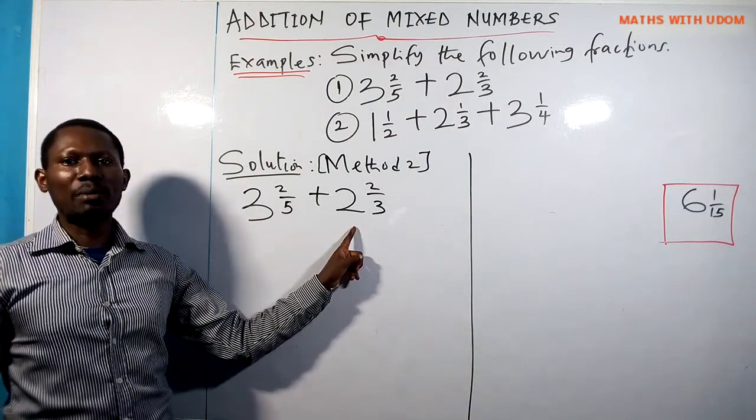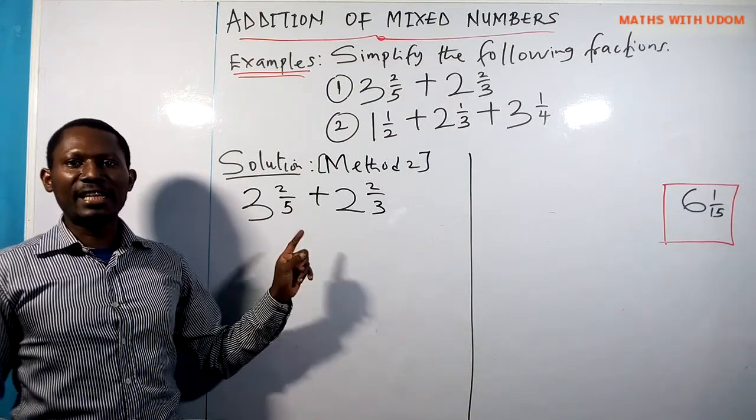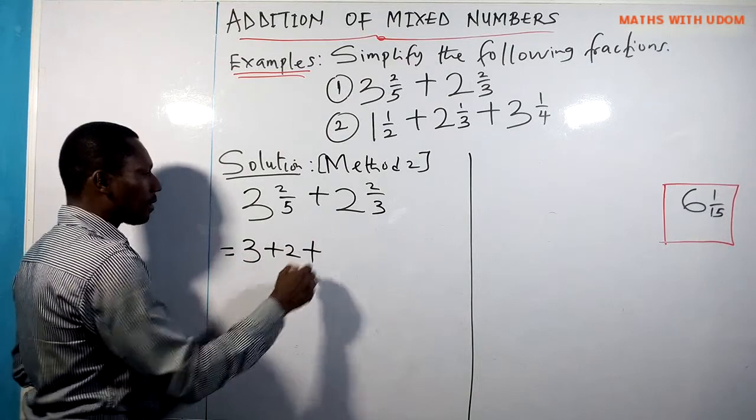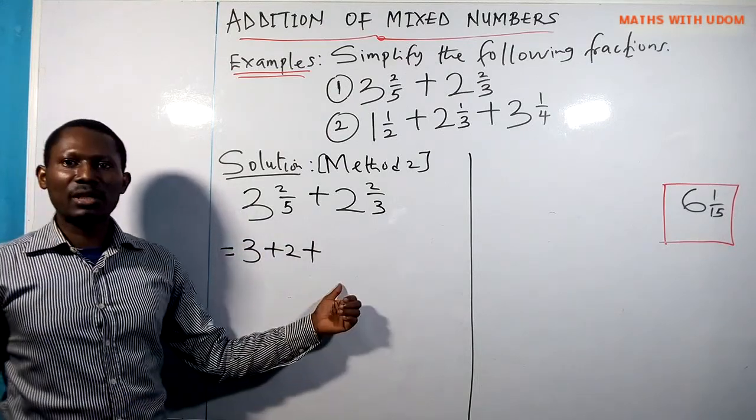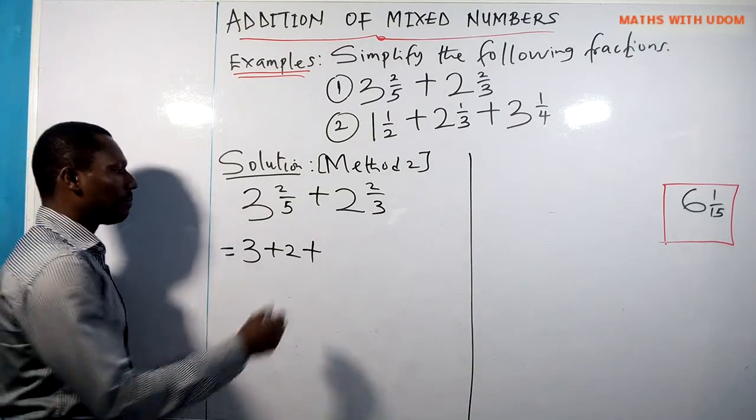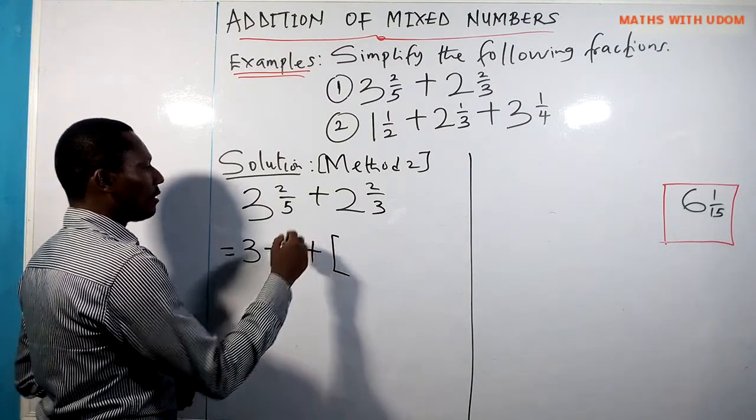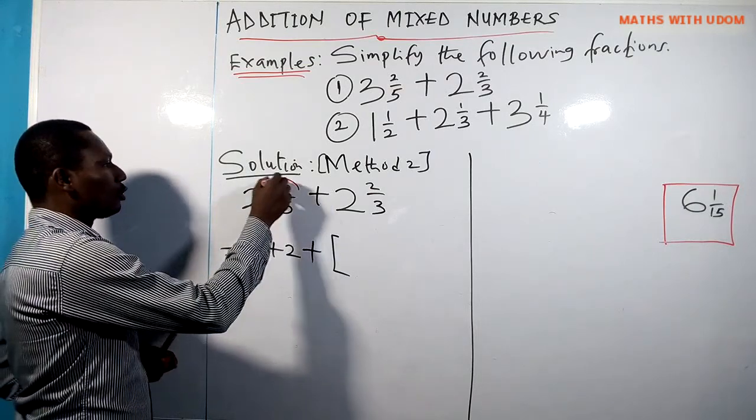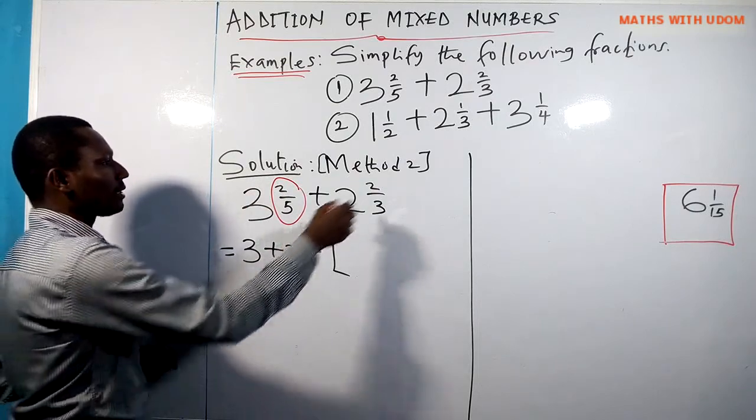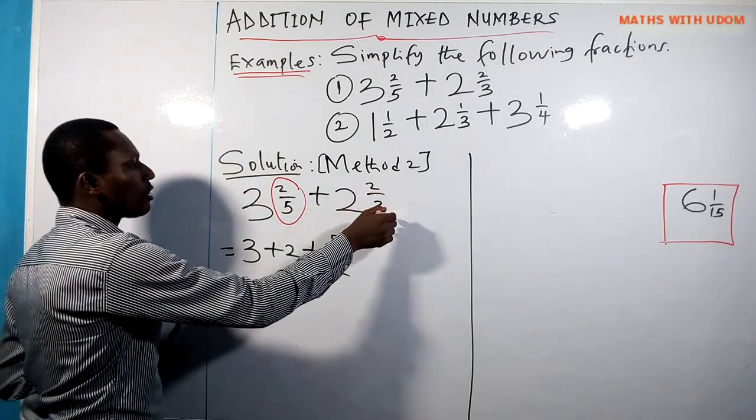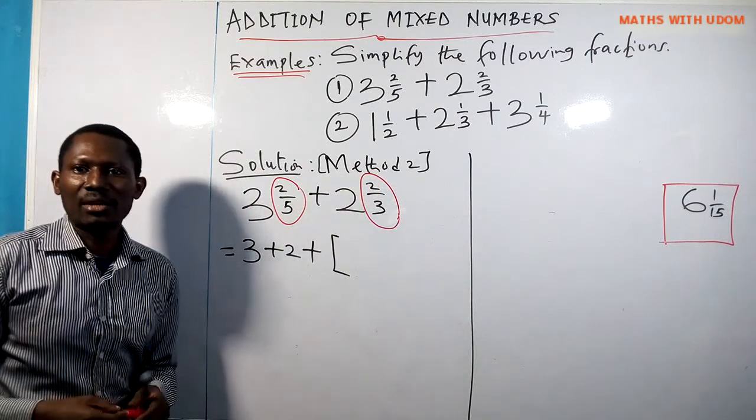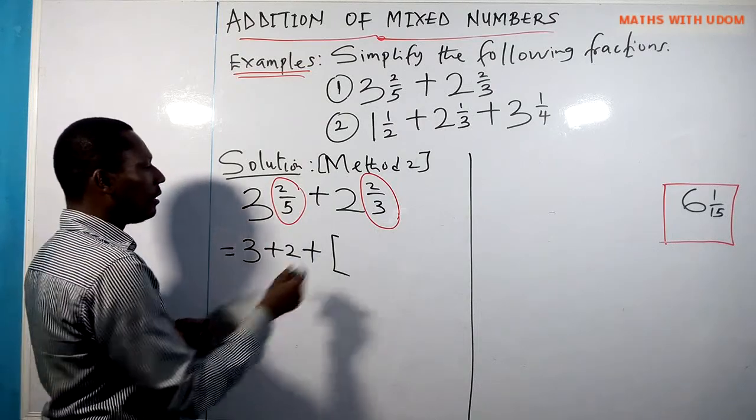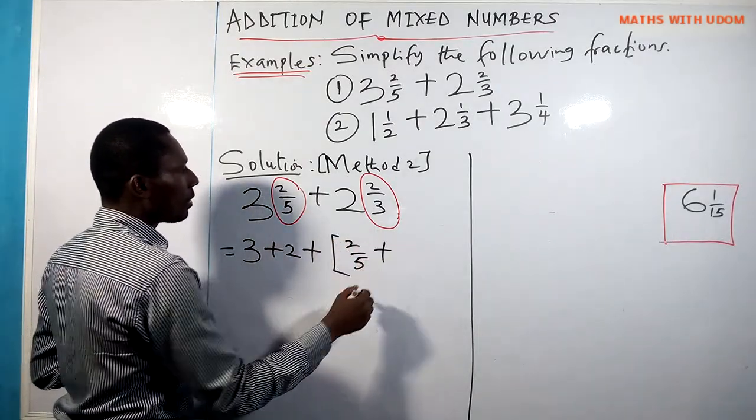So what are the whole parts? 3 and 2 are the whole parts. Remember, we are doing addition, so we add them together. So we have the whole part, 3 plus 2, plus the fractional part. We bring them together in another box. And what are the fractional parts? 2 over 5 is a fractional part. That is the proper fraction. Then we also have 2 over 3 as the second fractional part. So we add them together. So we have 2 over 5 plus 2 over 3.